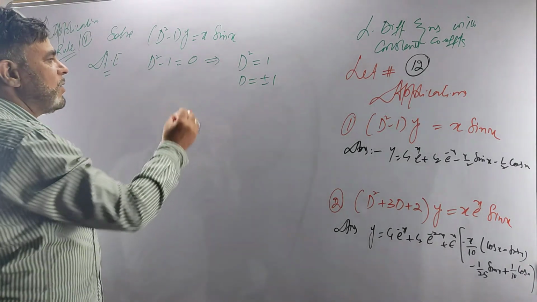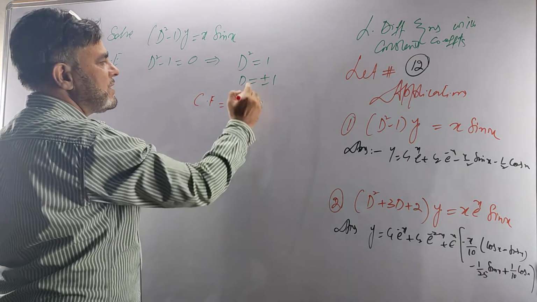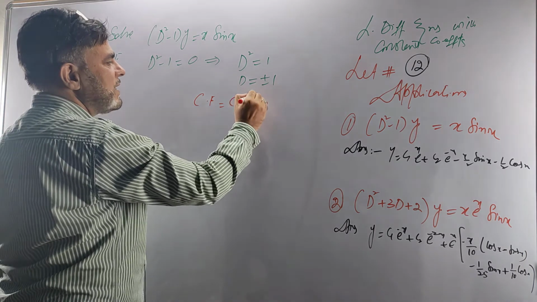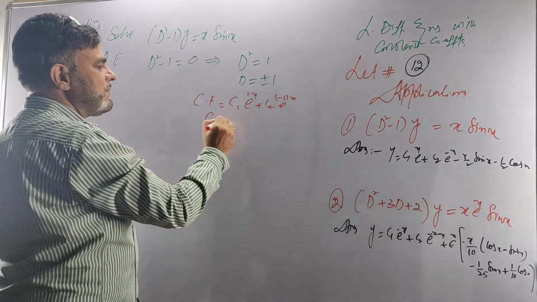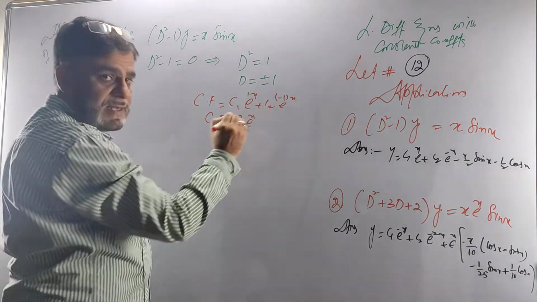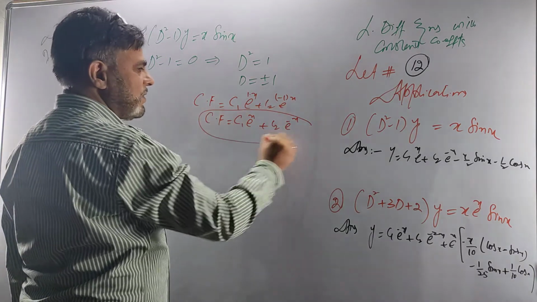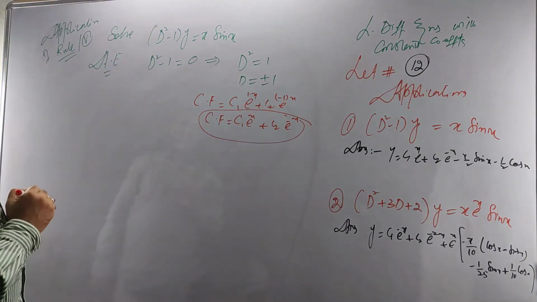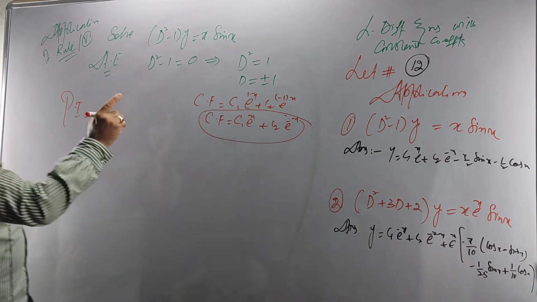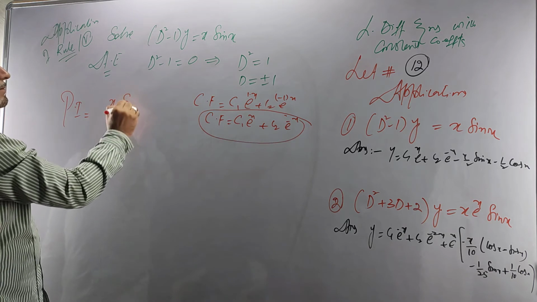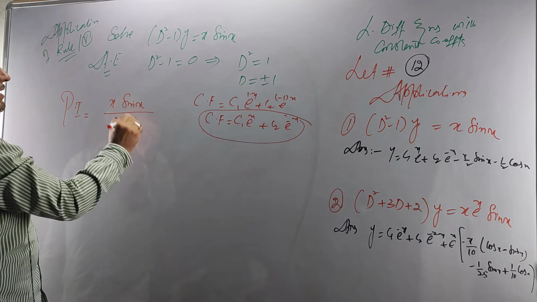Therefore, you can write here complementary function. What is complementary function? It is c1 corresponding to this D is equal to 1, e raised power 1 into x, then plus c2 e raised power minus 1 x. Therefore, complementary function you have got c1 e raised to power x, do you follow, plus c2 e raised power minus x. This is your complementary function. Now we go for particular integral. You see how we find out particular integral. It is x sin x by f of D. What is your f of D? It is D square minus 1.